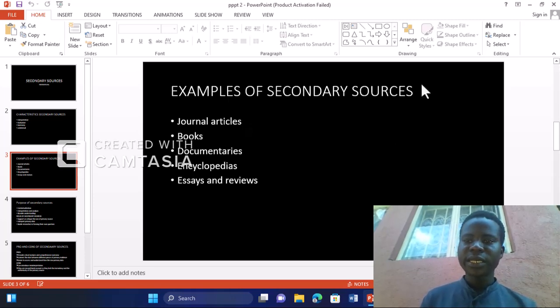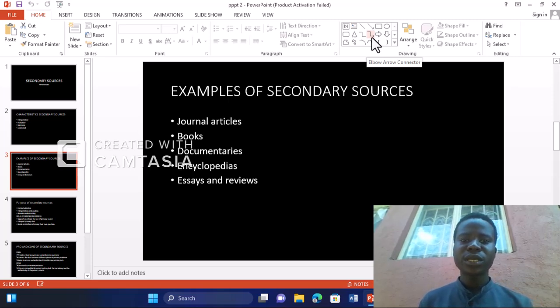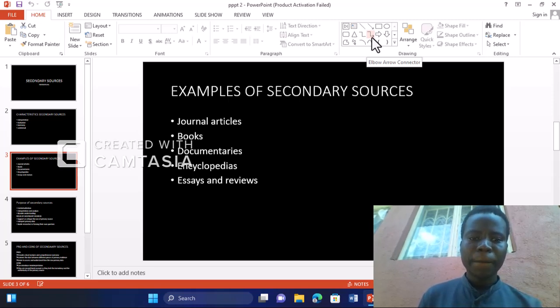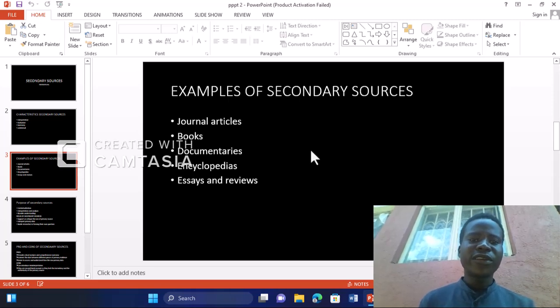Then encyclopedias means the entries in encyclopedias that summarize well-established knowledge or events based on secondary research. That is it. And essays and reviews mean critical essays that provide analysis of literary works or historical events, often building upon primary texts, and movie or book reviews that interpret the context of the works.